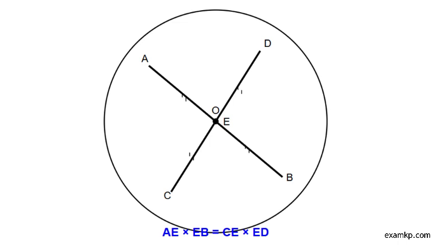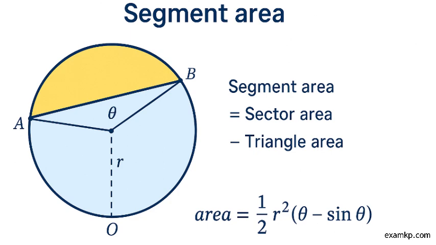Now, mensuration deals with lengths, areas, and perimeters. A segment is the region between a chord and an arc. Its area is sector area minus the triangular area. But in radians, you can use another formula, which is half of r squared in bracket theta minus sine theta. Exam tip: always label your diagrams accurately because angle labeling earns marks in your WAEC exams.